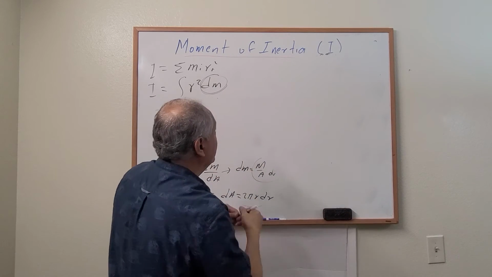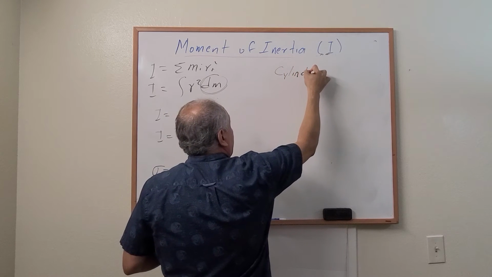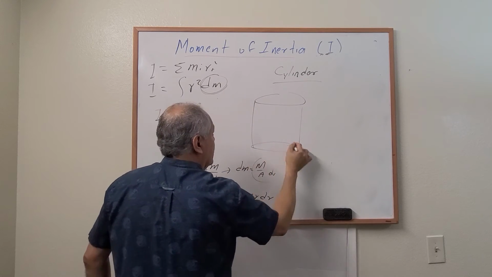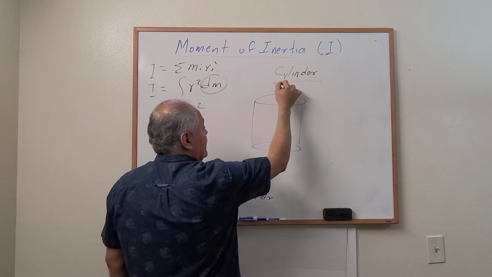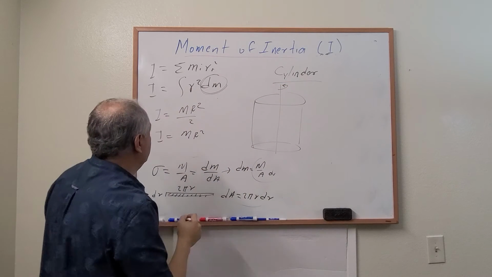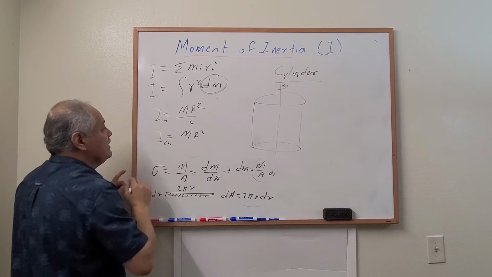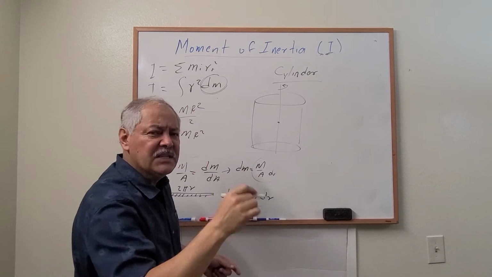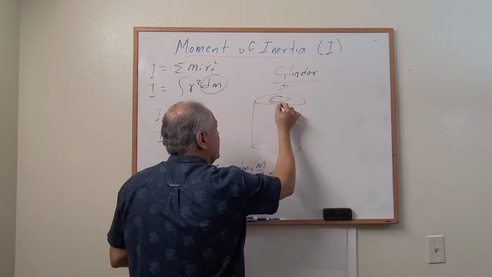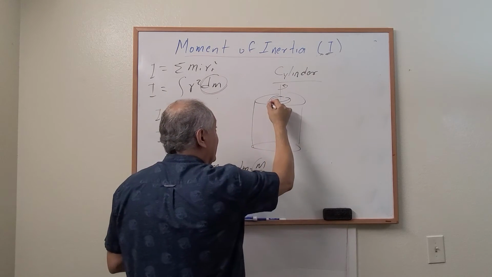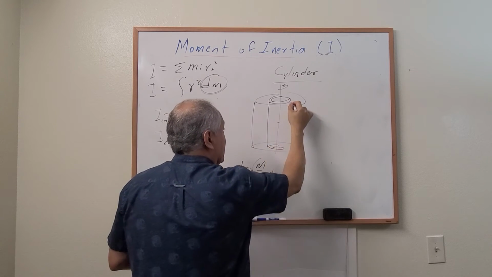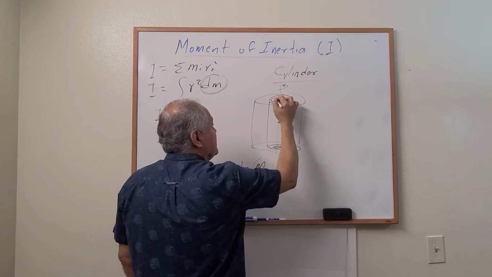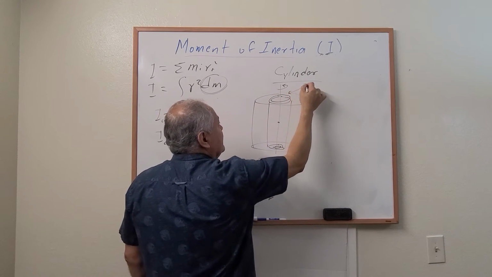For the cylinder, again, let's take this cylinder right here, and let's take the axis of rotation through its central mass. This is the central mass of the cylinder, the same thing as for the disk. Let's create an infinitesimal cylinder inside, like this, as we did for the disk. And this is my dm.